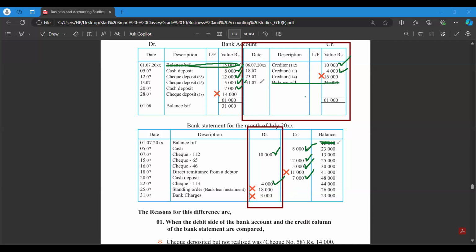So we were able to identify the problem, right? So the check deposit, which is check number 58, 14,000, is not recorded. And the creditor, 16,000, is not recorded. And we have got the 11,000, which is the direct remittance, not recorded. Standing order is not recorded. Bank charges are not recorded. So these 5 things are the reasons for the differences in your bank account and the bank statement prepared by the bank. Are we all good with this? Identifying the problem.